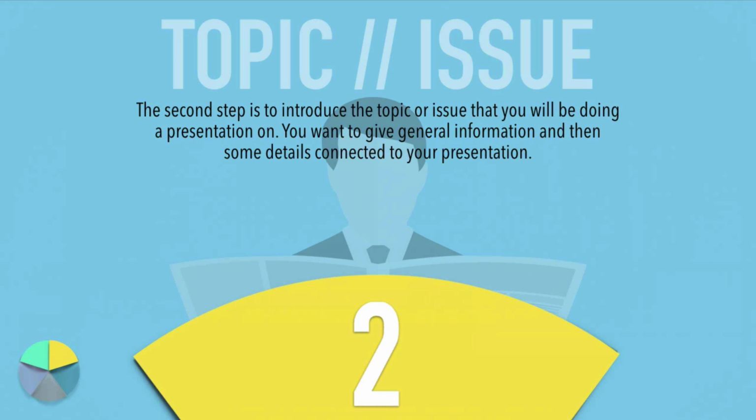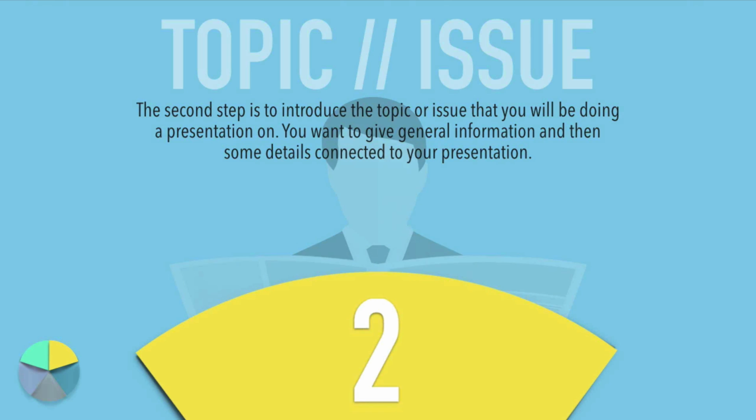Step 2, the topic or the issue. The second step to making an amazing English presentation is to introduce the topic or issue that you will be doing a presentation on. You want to give general information and then some details connected to your presentation. Now, you guys will notice that I'm saying presentation sometimes and sometimes presentation. Both are okay in English.